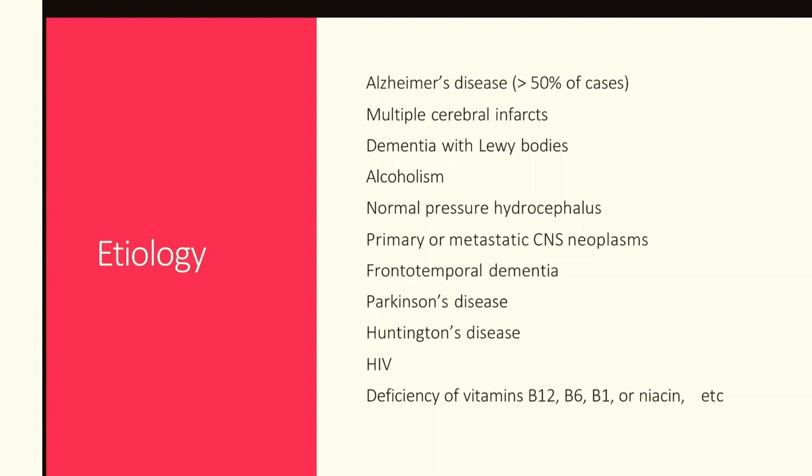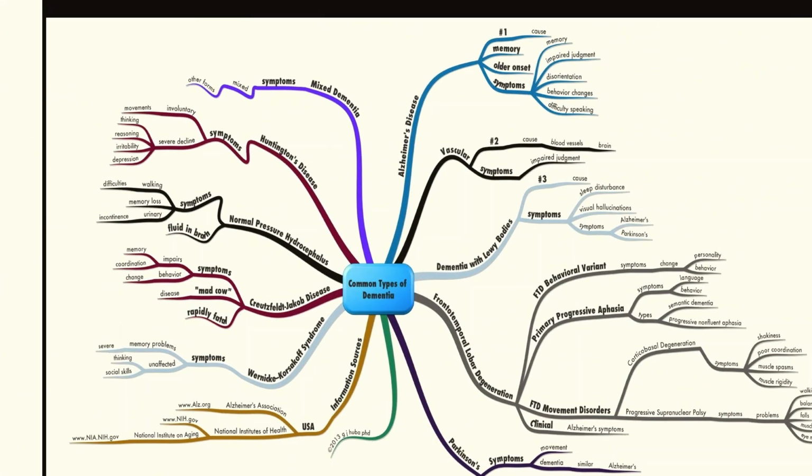Frontotemporal dementia, obviously affecting the front part of the brain, so all their decision making and social graces are lost. Huntington's disease is another underlying cause that can give dementia, as well as HIV and some deficiencies. Here's just a way of looking at the different types of dementia and following their trees, underlying causes.